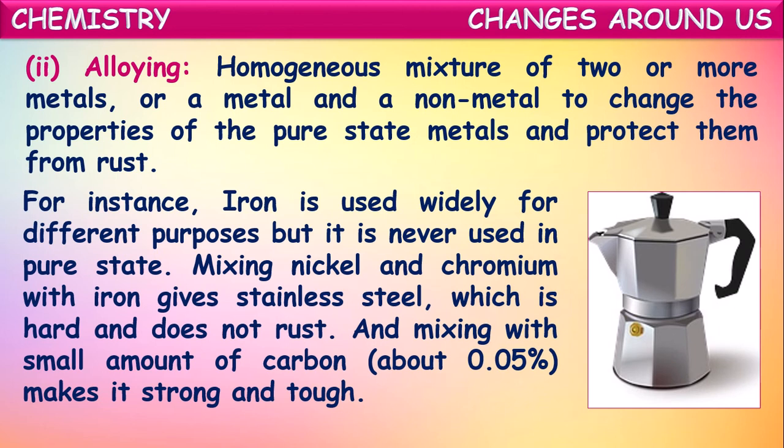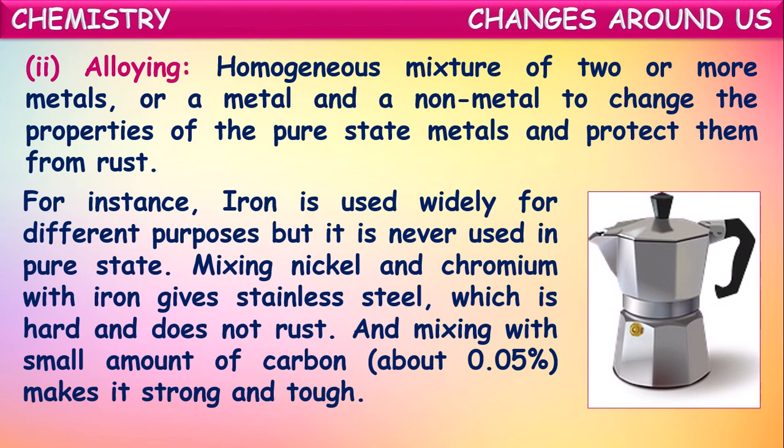So in this way iron is made rustless and strong and tough by mixing with certain metals like nickel and chromium and one more non-metal, carbon. By mixing all these with iron, the resultant product is called stainless steel. Stain means rust, we know.